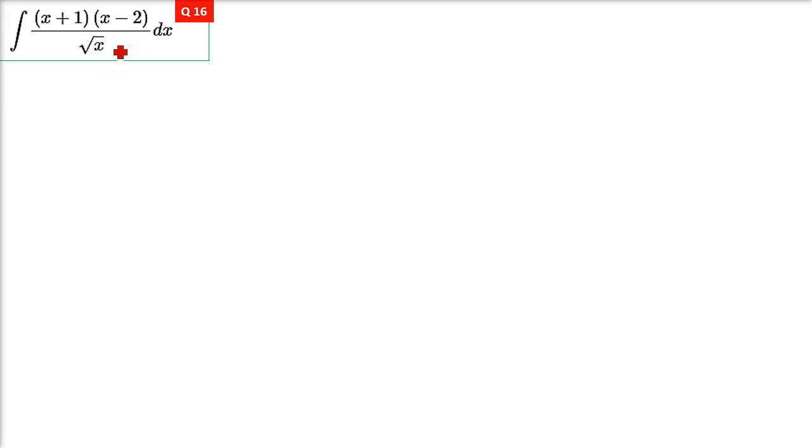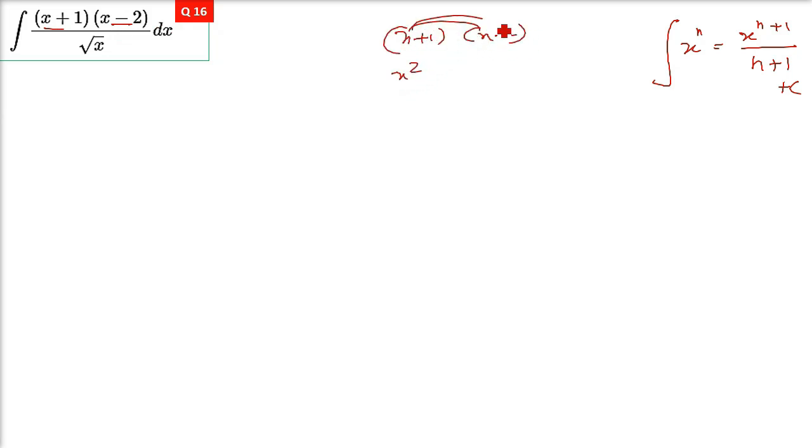Now the next question here is, so we have to use only that we have been using, integration of x raised n is equal to x raised n plus 1 by n plus 1. This is the formula, or this is the relationship which we are going to use. We need to multiply x plus 1 and x minus 2. So we are multiplying it here, the numerator. So I'm resolving the numerator: x square minus 2x plus x and minus 2. So x square minus x minus 2.